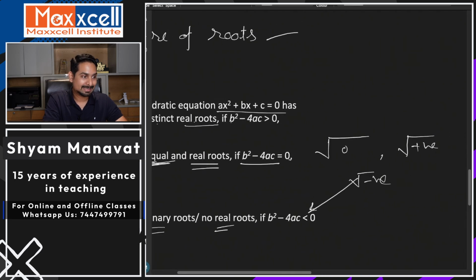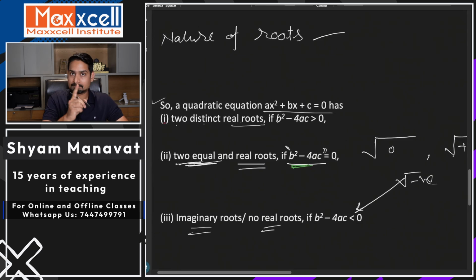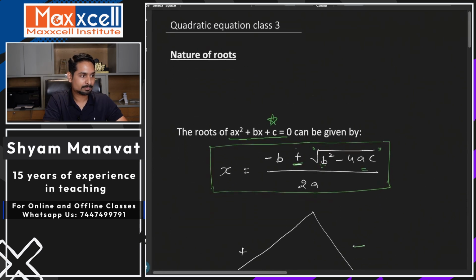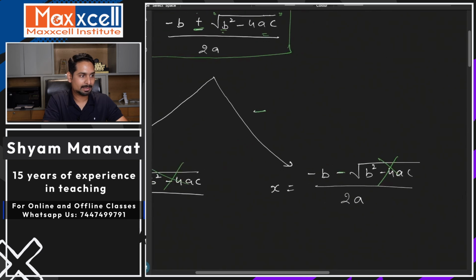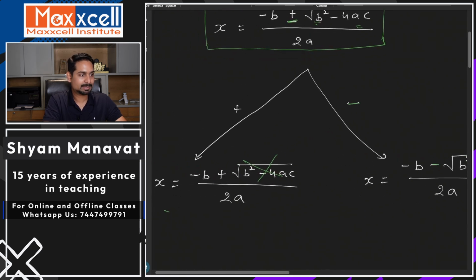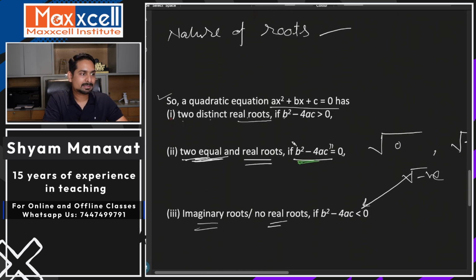If it is inside the square root of 0, what is inside the square root? b square minus 4ac. If this is equal to 0, that part is gone. Which part? This one. Remember this one. This is gone. You get only minus b upon 2a and only minus b upon 2a here. And if it is positive, it has got some number.